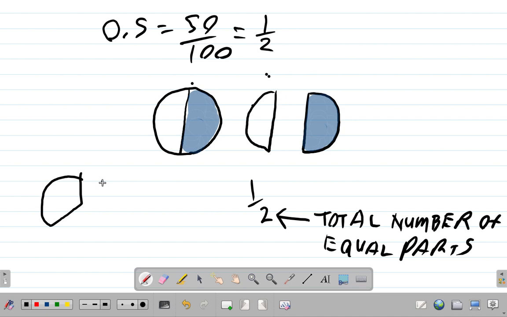And then you have this. Or let me redraw it. And so you cut it, right? These not equal. This bigger than this. It must be equal parts.